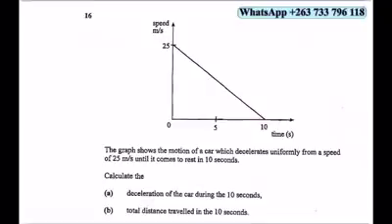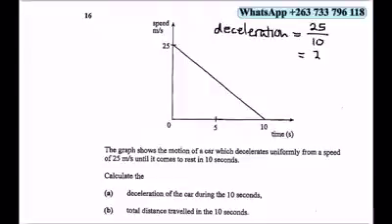Then on number 16, these are traffic graphs. The graph shows the motion of a car which decelerates uniformly from a speed of 25 meters per second until it comes to rest in 10 seconds. Calculate the deceleration of the car during the 10 seconds. So deceleration is gradient, so a change in speed over a change in time. So speed decreased from 25 to 0, then time from 0 to 10, so it's 25.